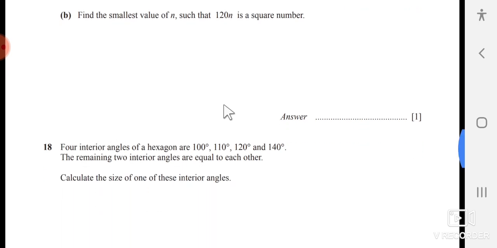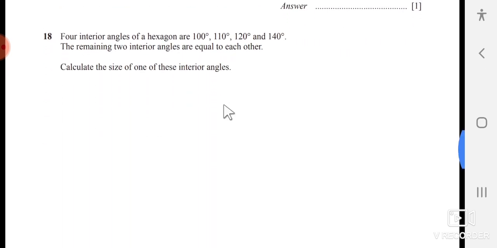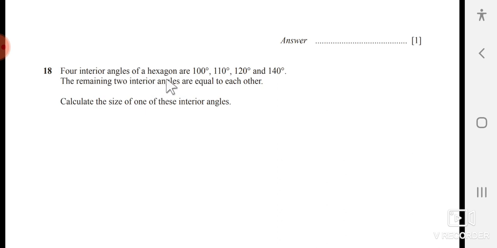This way we find this value. Now question, here there are 4 angles given and the other 2 angles are equal for a hexagon. For a hexagon, the sum of interior angles can be calculated by n minus 2 multiplied by 180, where n is 6, so 6 minus 2 multiplied by 180. Whatever answer you get, add all these 4 plus 2 other angles.